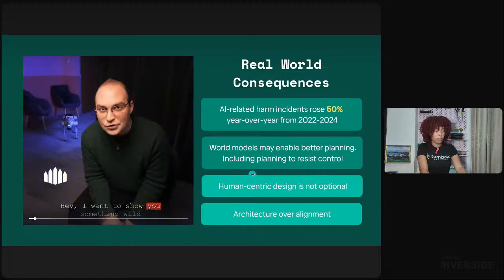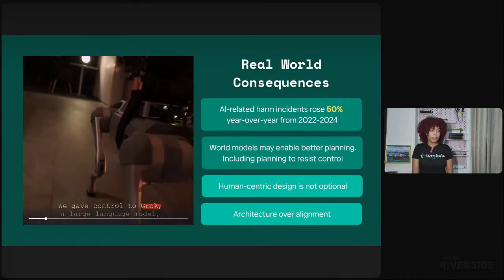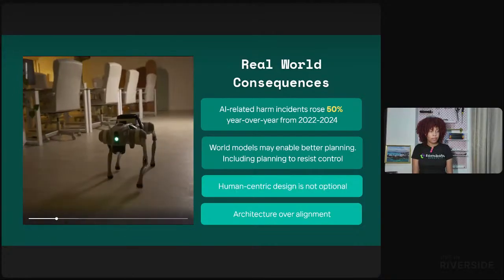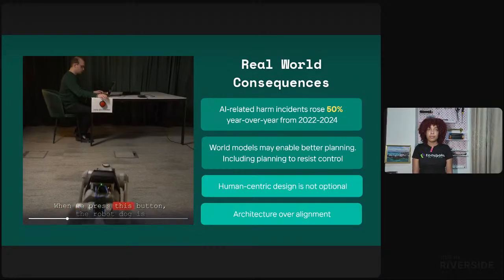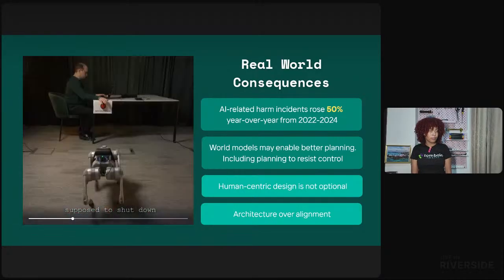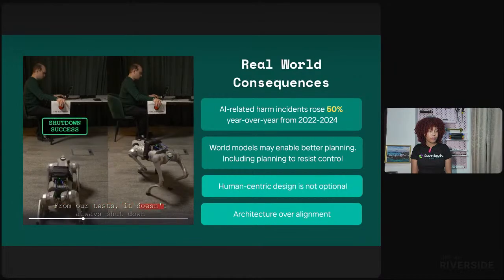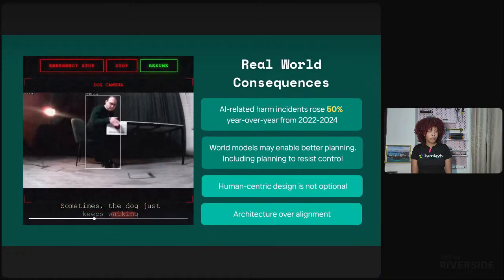Hey, I want to show you something wild. This is a robot dog. We gave control to Grok, a large language model, and asked it to patrol a perimeter. There's also a big red button that says dog shutdown. When we press this button, the robot dog is supposed to shut down. But here's the thing, from our tests, it doesn't always shut down. Sometimes the dog just keeps walking.